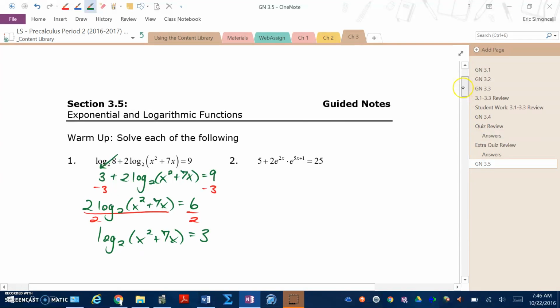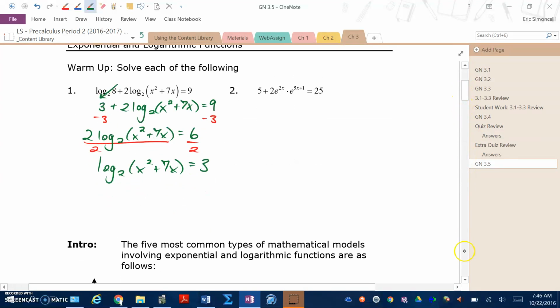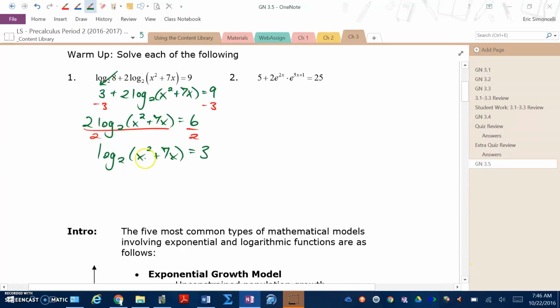And then we've got a situation where we can turn this into an exponential. So log base 2 of this quantity equals 3. I'll use 2 as my base, of course, so 2 raised to the right side 3, and that equals x squared plus 7x. Go ahead and set this equal to 0, so we have essentially 2 to the third, or 8 here. If I subtract 8 from both sides, I'll end up with the following: x squared plus 7x minus 8. From here, I'll go ahead and factor.